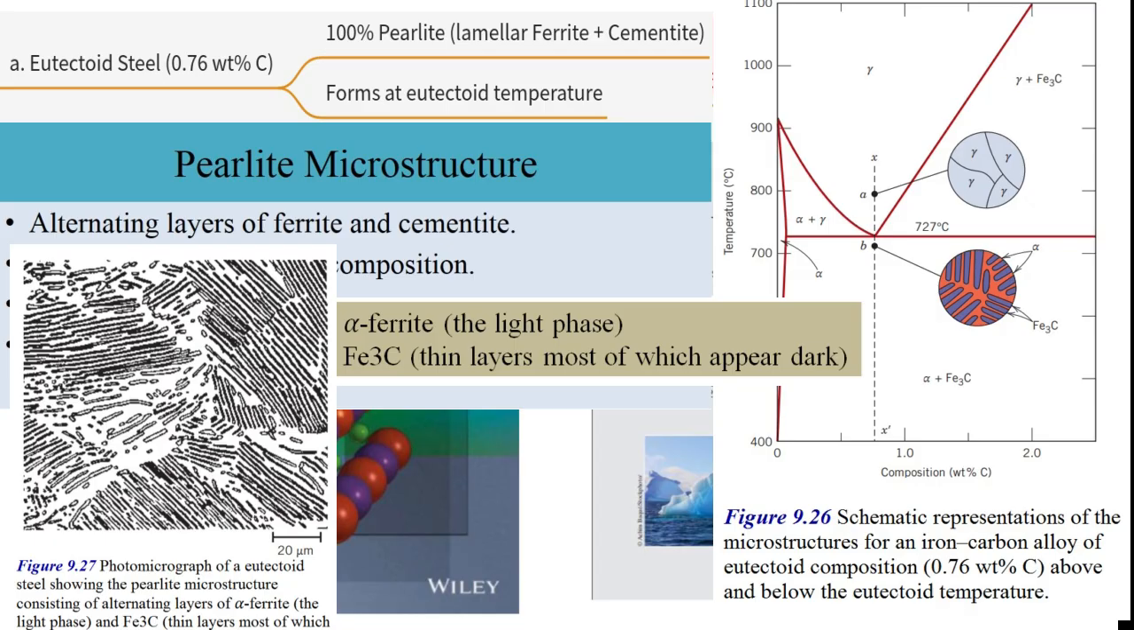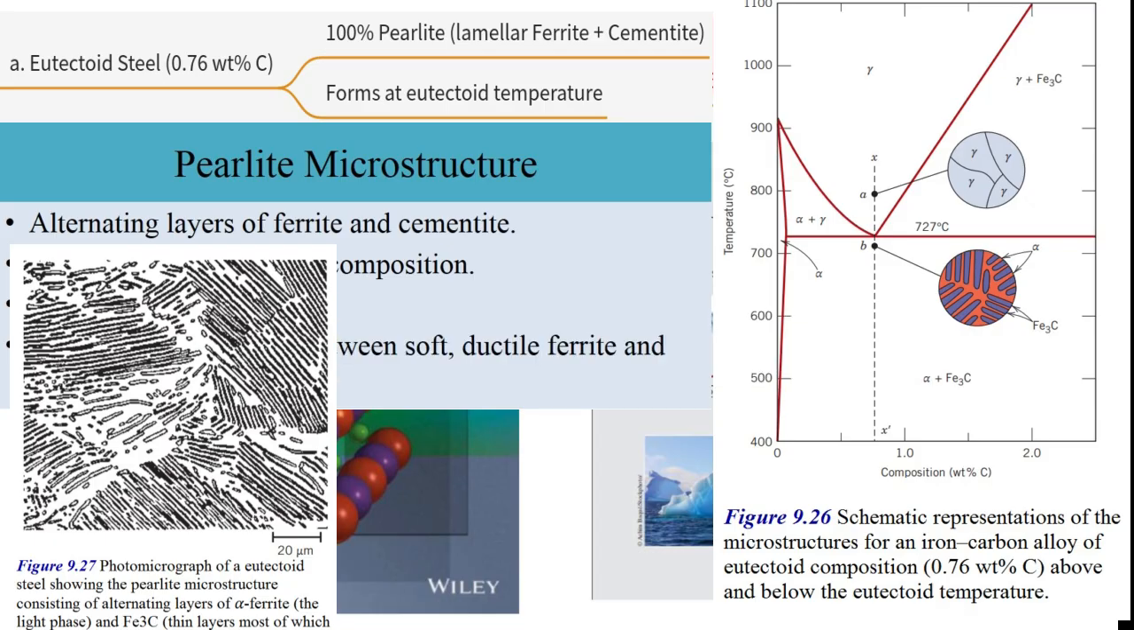The lighter, usually thicker stripes are the softer ferrite, and the darker, thinner stripes are the hard, brittle cementite. It gets the name pearlite because under lower magnification, the way light reflects off these fine layers can give it a shimmering, iridescent look, a bit like mother of pearl. Okay. Why layers, though?